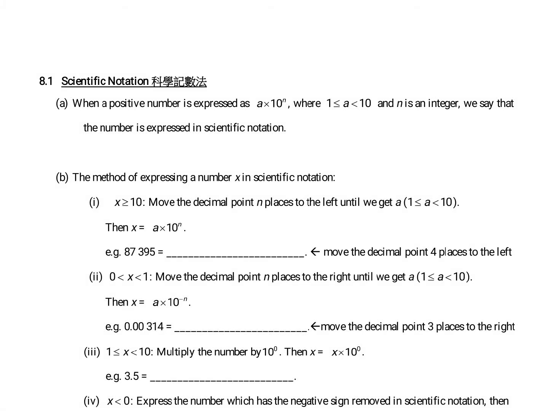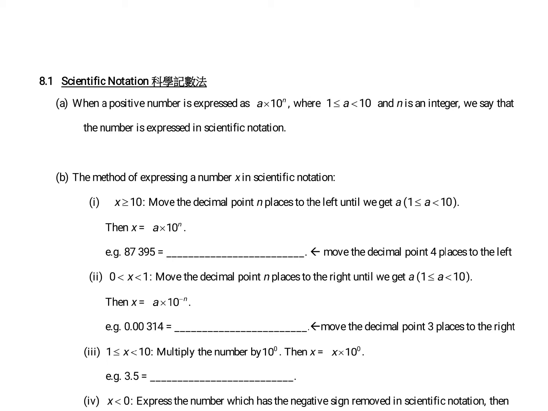In this video, I'm going to talk about the scientific notation, 科學記數法. It is used when the number is very large or very small. So this one would be the definition.